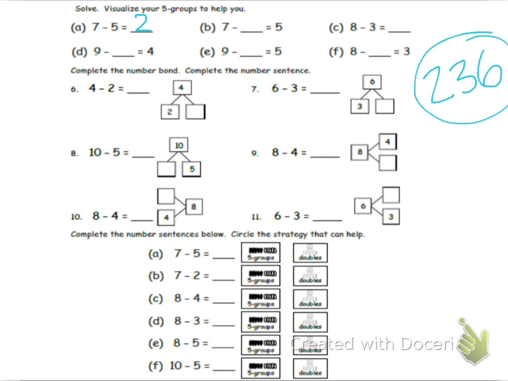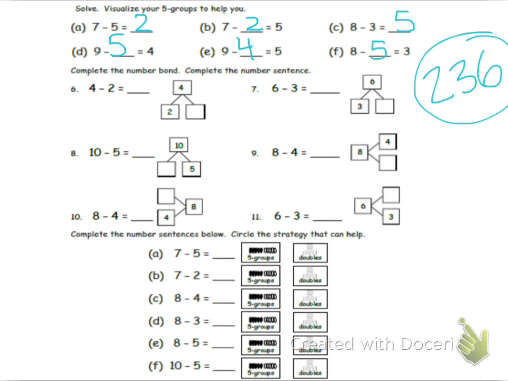9 minus blank equals 4. So I'm going to visualize my 9. We're in a 5 group row. So that means you should have 5 at the top, 4 at the bottom. Cross out those 4, there'll be 5 left. 7 minus 2 equals 5. 9 minus 4 equals 5. 8 minus 3 equals 5. And 8 minus 5 equals 3.